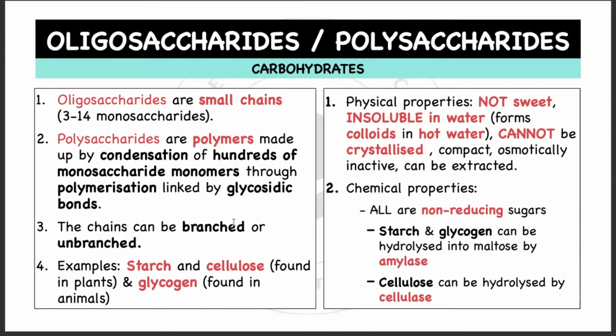Alright, so the chains of these oligo or polysaccharide, they can be branched or unbranched, and some examples would be starch and cellulose. Starch and cellulose are found in plants. Glycogen is found in animals.